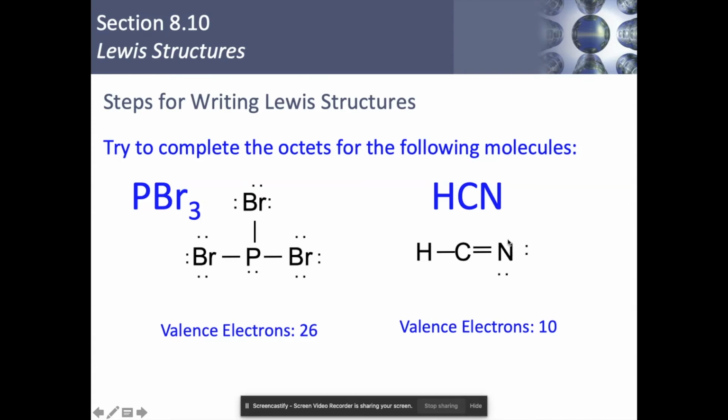What did I do though? I moved this so that now it's bonded between the carbon and the nitrogen. So now carbon has 2, 4, 6 electrons. Clearly that's not enough though, so I'm going to erase another pair, and now I have a triple bond.